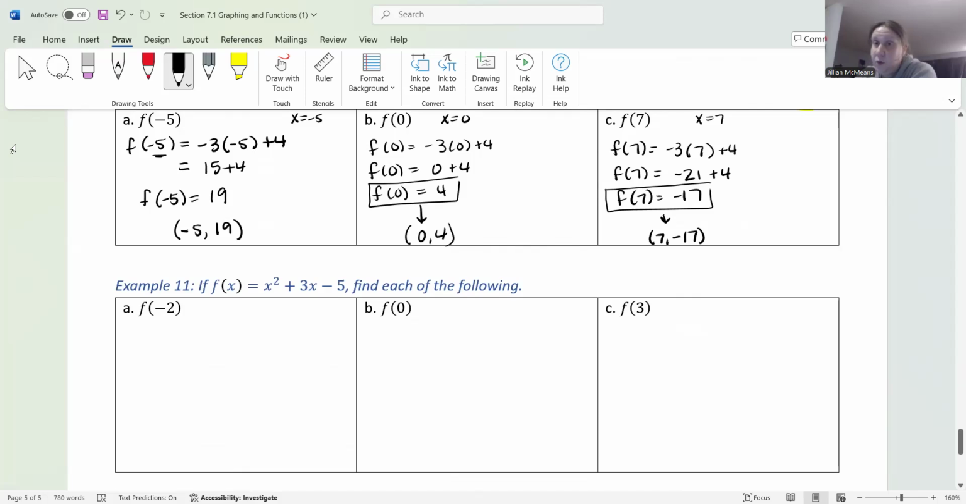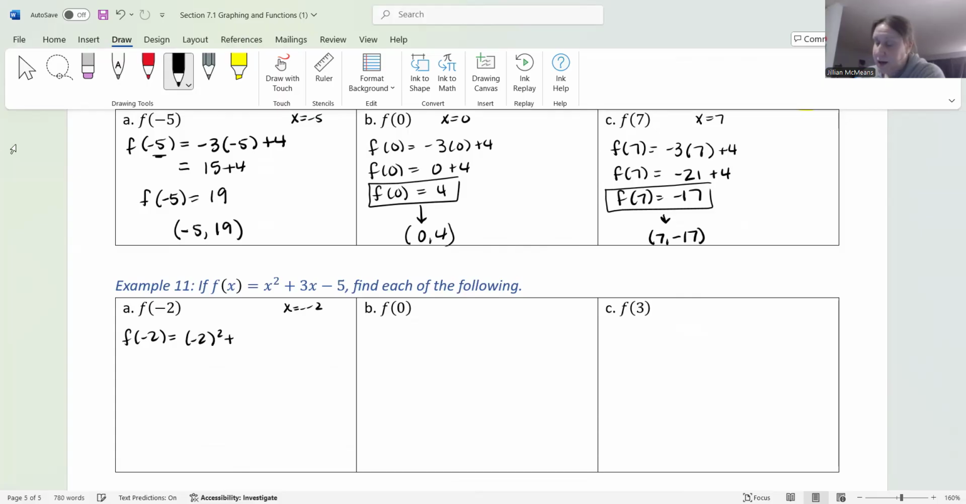Okay, now let's practice that again with just a different function. So this time we have for what should be example 11, if f of x equals x squared plus 3x minus 5, find each of the following. So we want to find f of negative 2. So this is telling us x is negative 2. So f of negative 2 equals, rewrite your function. Anywhere you see an x, replace it with a negative 2 using parentheses.